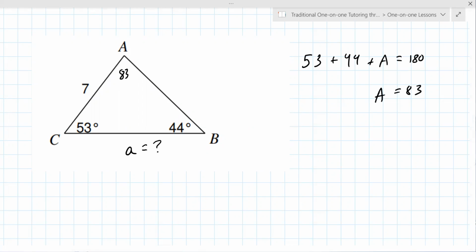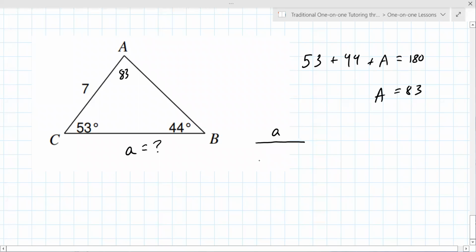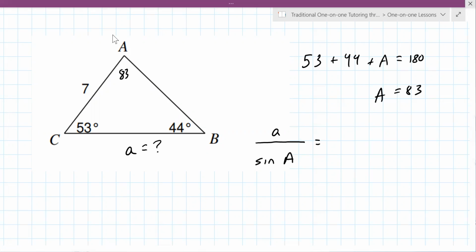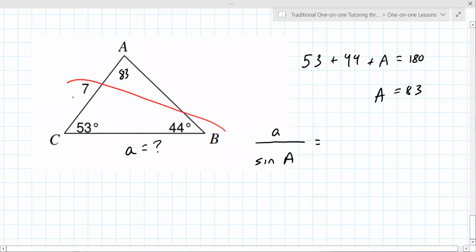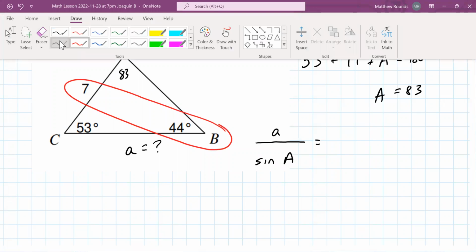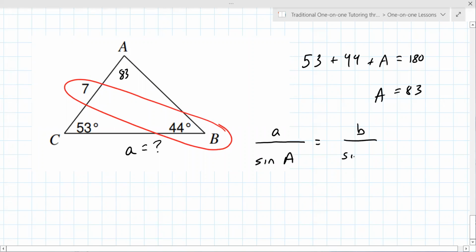All right, so now I always like to put the thing we're trying to find, which is A, in the top. And it's always paired with the sine of the angle associated with it. And then you want to use the other one that's given. So in this case, the pair that's given is the B. So that means side B over sine big B.